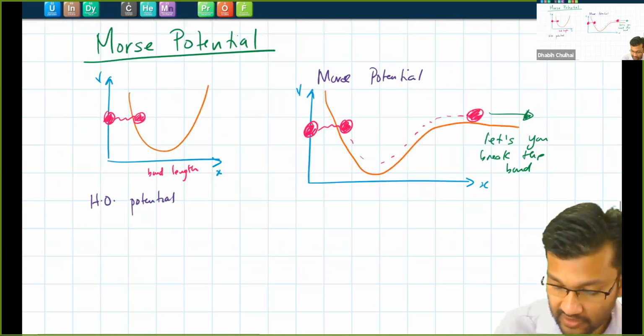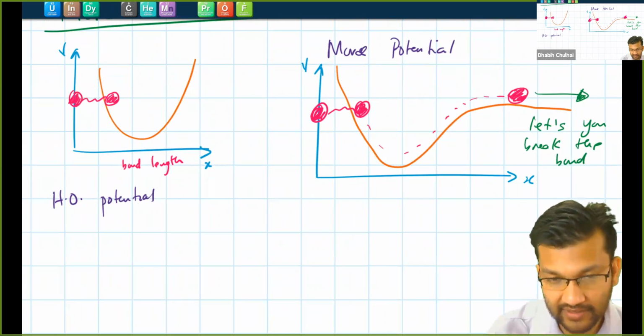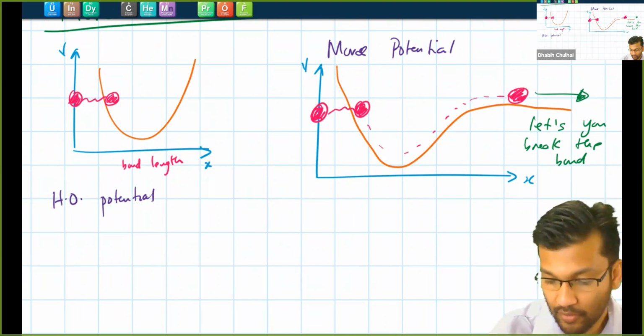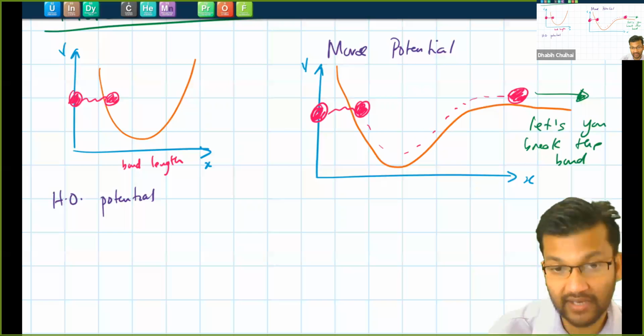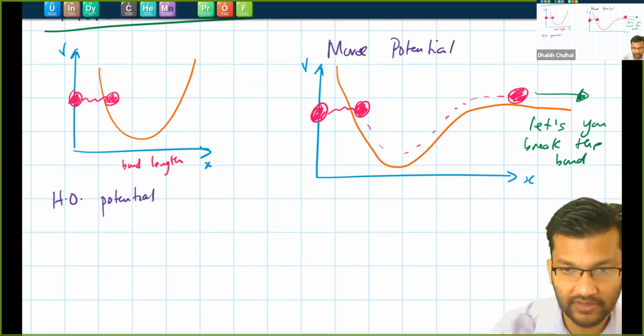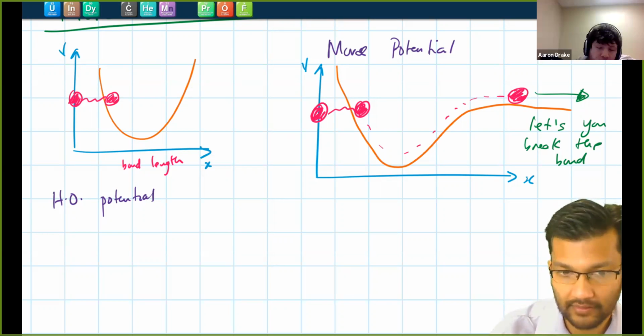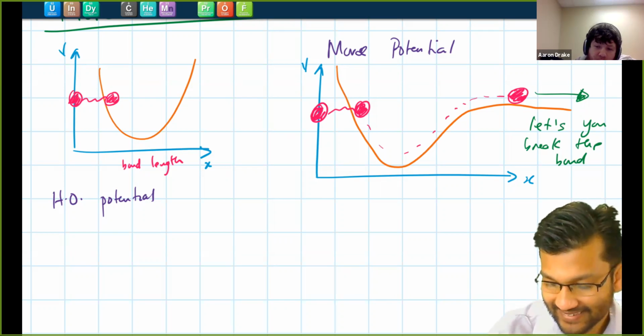So those are the two differences between the harmonic oscillator potential and the Morse potential. Harmonic oscillator does vibrations nicely. Morse potential is a little bit more complex, but it allows you to break bonds because then the particle is allowed to roll away. There is no big mountain for it to roll back down. So does that all make sense? Sorry, go ahead. Does the bond break when you hit the bond length where it flattens out?